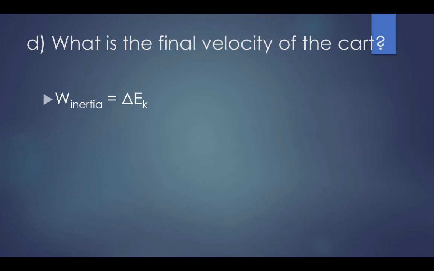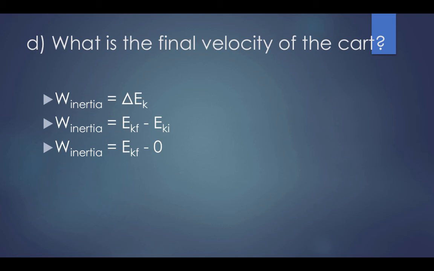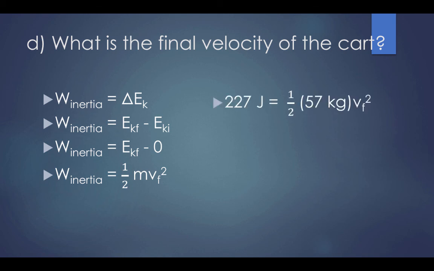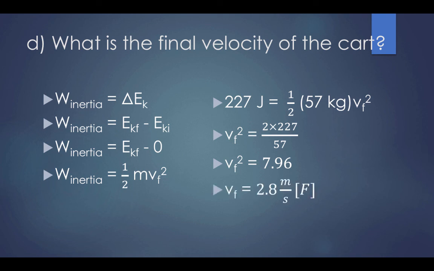So work against inertia is final kinetic energy minus initial kinetic energy. Initial kinetic energy is 0 since the object began from rest. Work against inertia is half mass times final velocity squared. Subbing in our values, we have 227 joules equals half 57 times final velocity squared. Isolating final velocity, we have Vf squared equal to 2 times 227 divided by 57. Vf squared is 7.96. The final velocity is 2.8 meters per second forwards.